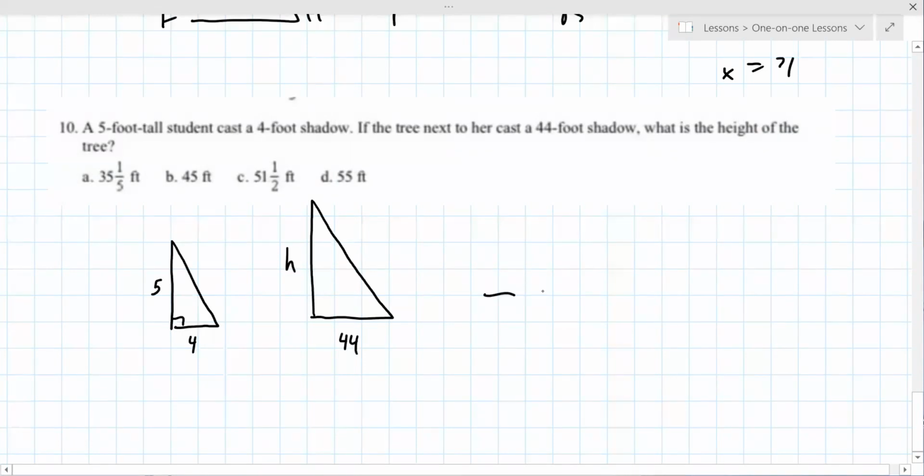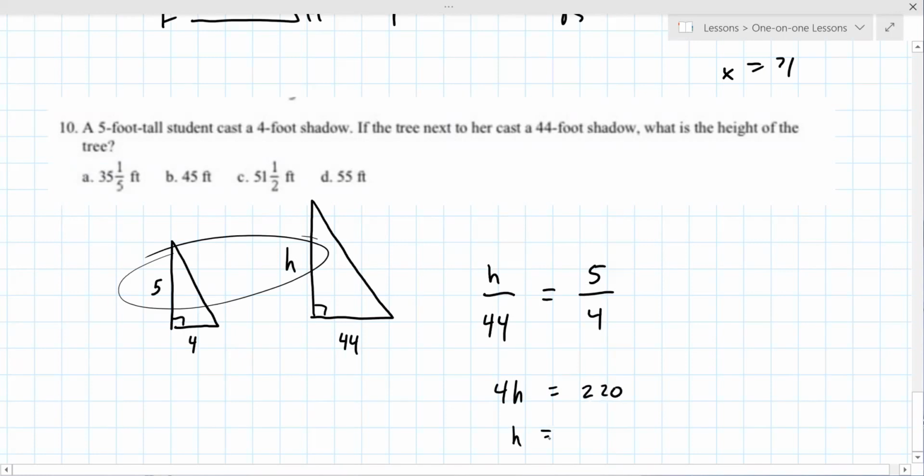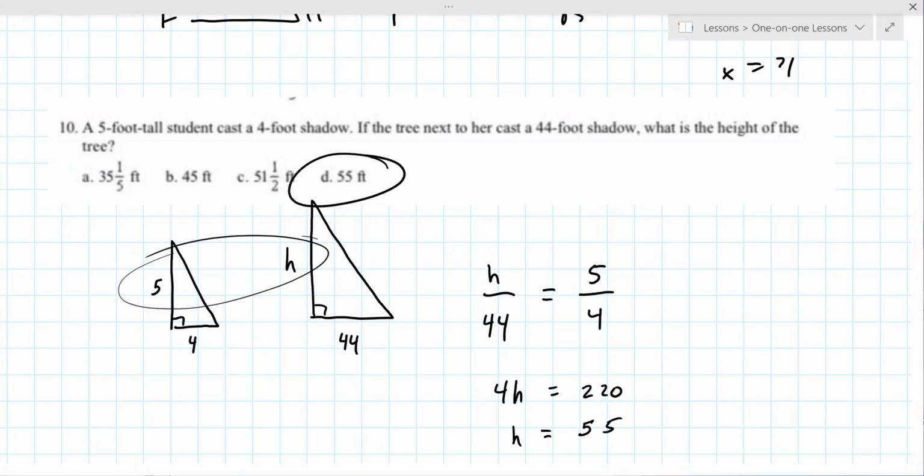So we're going to write a proportion again. There are a lot of ways you can do it, but we're going to set this h equal to the 5. The h has to go with the larger triangle information, so this other side down here. So you're setting up the proportion for h, and 4h equals 220, so h equals 55 for that. All right, let's look at the next one.